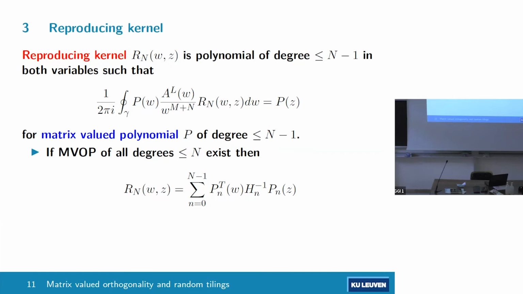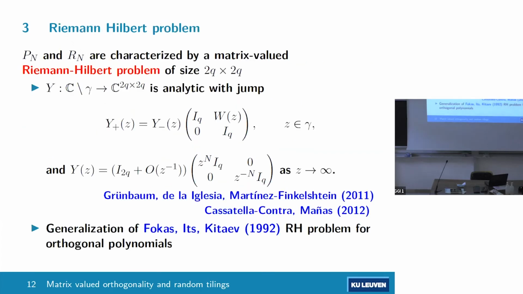Okay, so there's another formula, and this goes in terms of a Riemann-Hilbert problem that's associated with these matrix-valued orthogonal polynomials. You can characterize this polynomial of degree capital N, and also this reproducing kernel, and express it in terms of a Riemann-Hilbert problem, which is a jump problem in the complex plane for a matrix-valued function of size 2q times 2q.